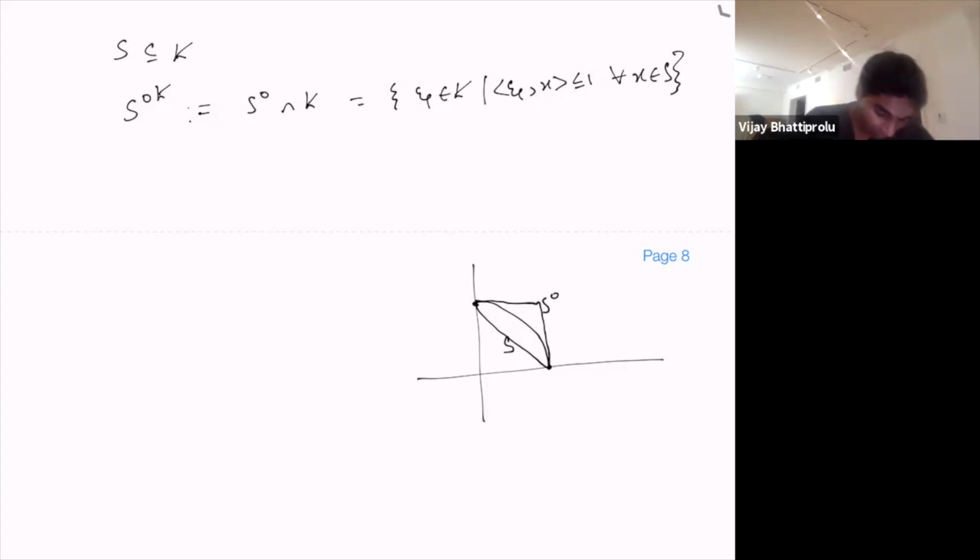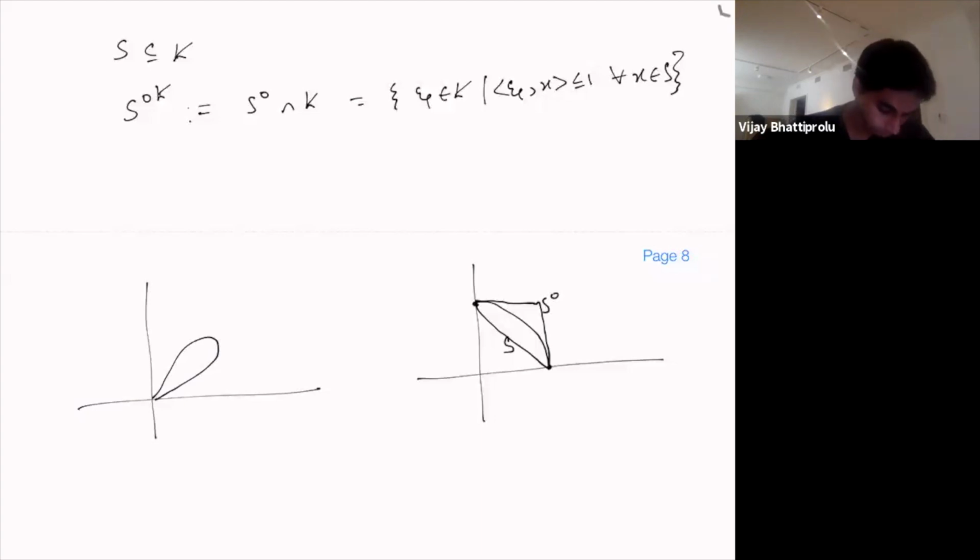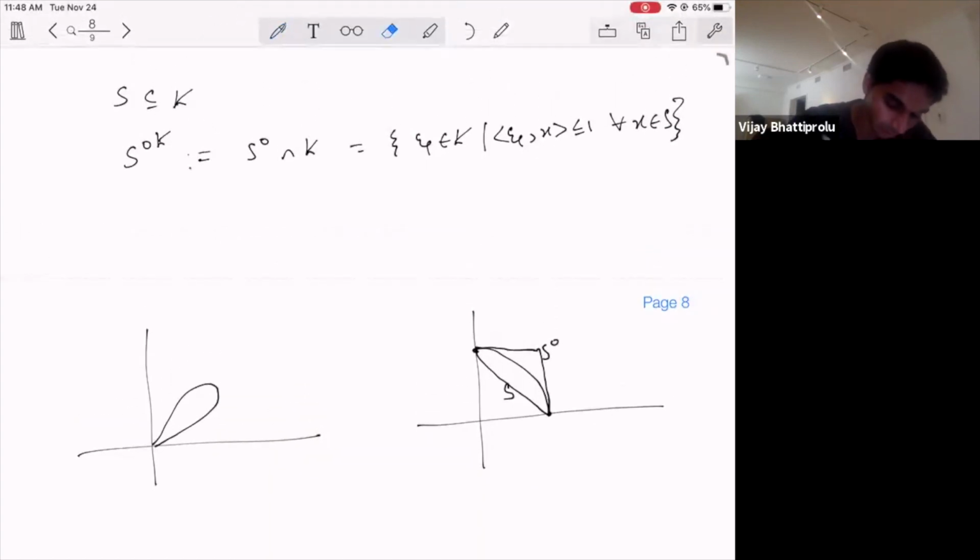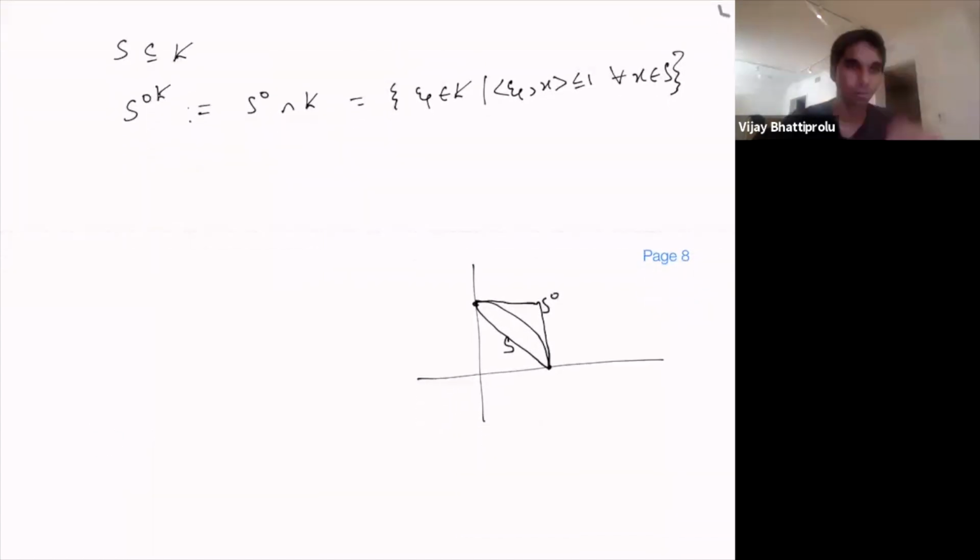And another example. No, let's not do this because I don't know what it looks like. Sorry. Right. So there we go.